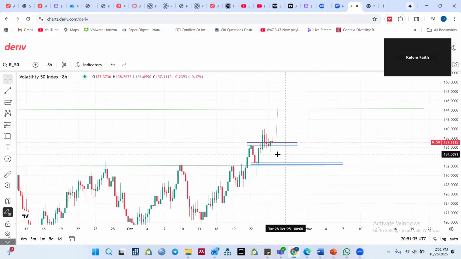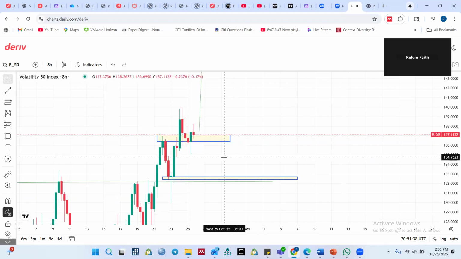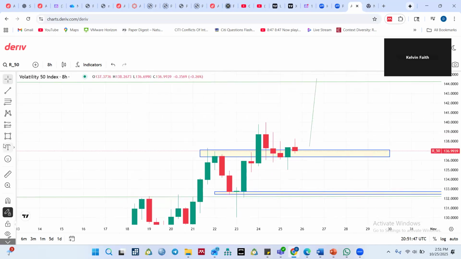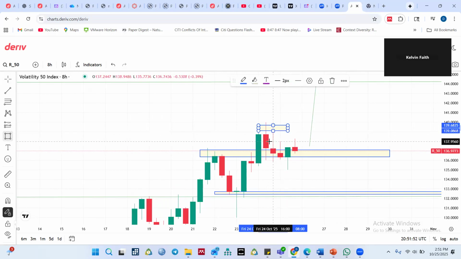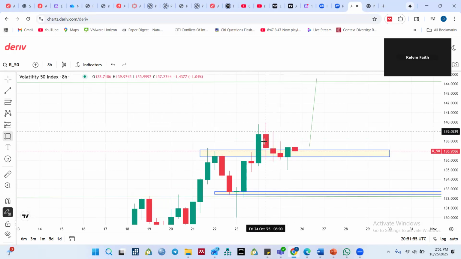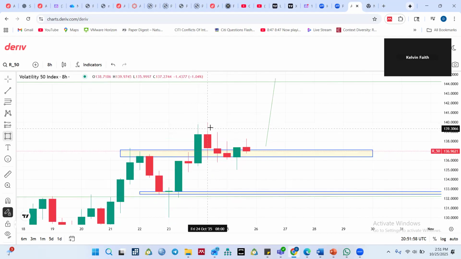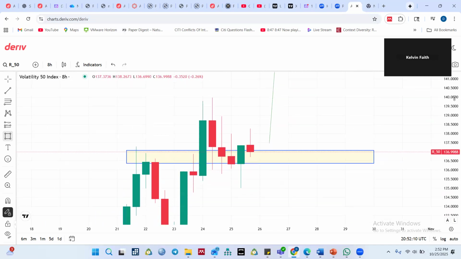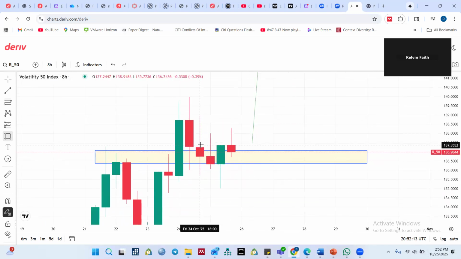Okay, so now we go up and we close above the resistance. But there is something important here. You could see that there are rejections here, and there is this bearish candle that swept the high of the previous bullish candle and then pulled back half of it. And the next series of 8 hour candles, all of them have been rejecting. Move up, reject, move up, reject, move up.